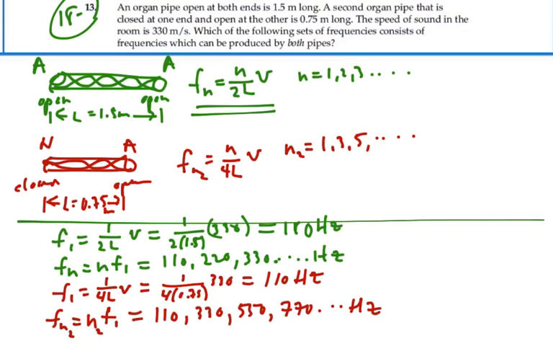So the harmonics that would be common to both of these situations would be 110, 330, and then 550 if we had gone so high with the open end pipe. So those harmonics will be in both situations. Answer C, because that's the only situation that contains these three harmonics. The odd harmonics are the ones that both of them will have.